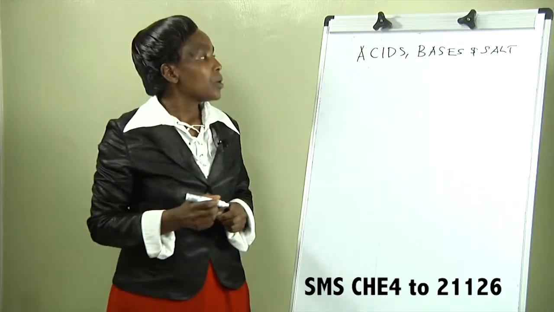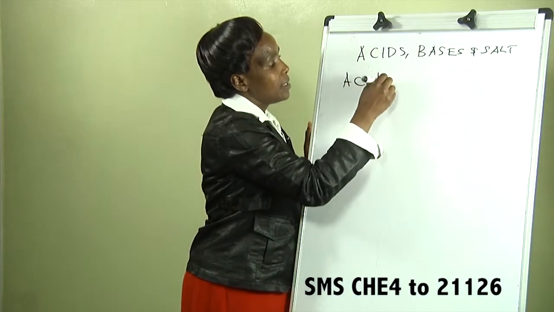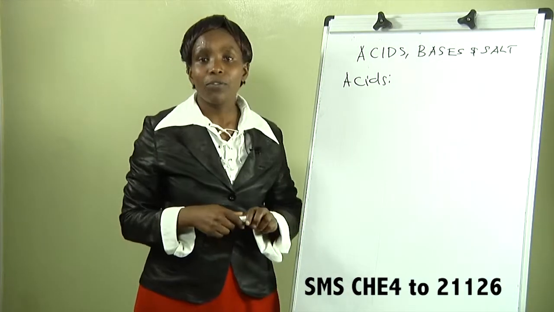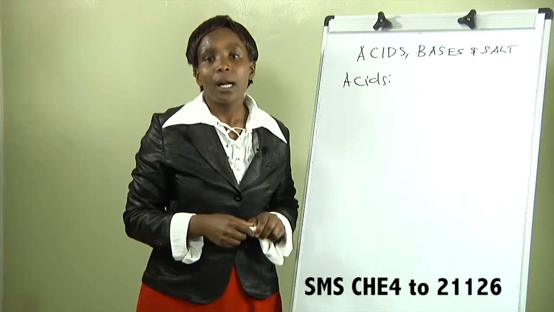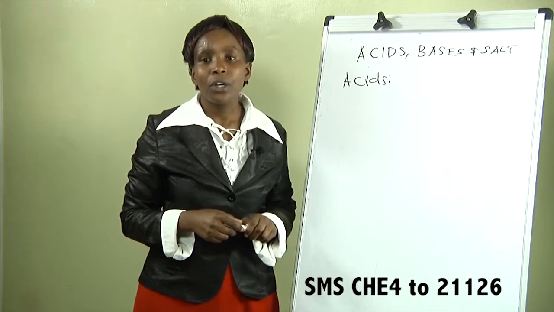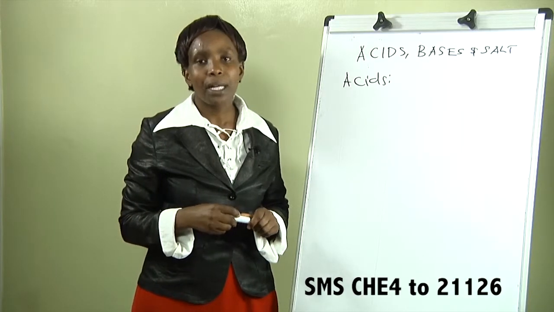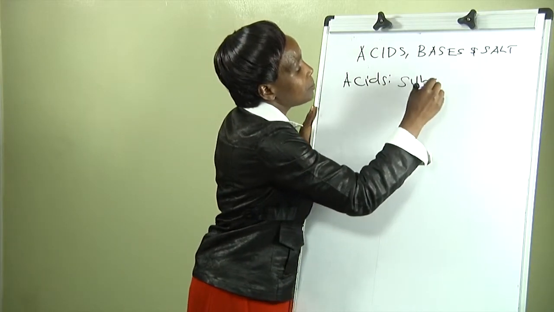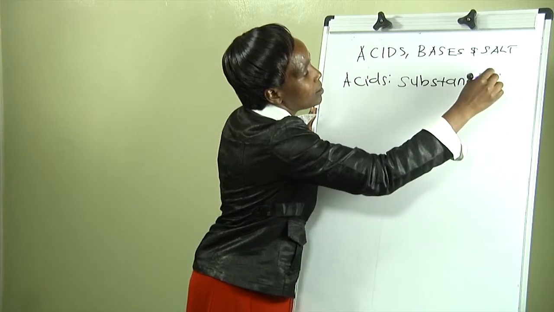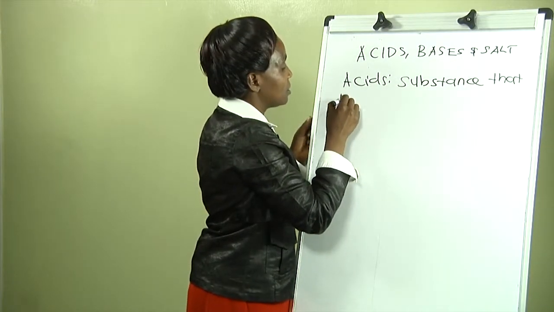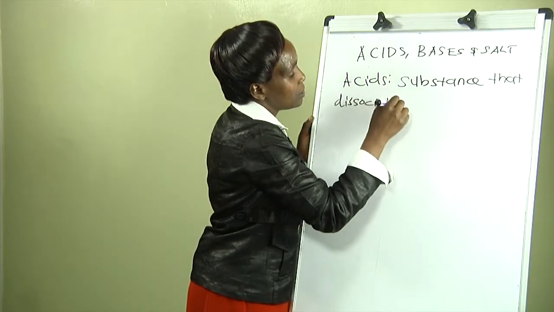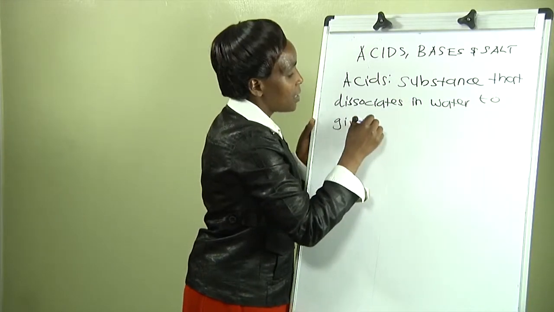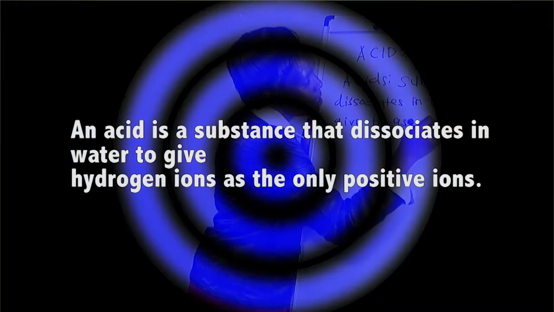In the first lesson, we had discussed acids, the definition, and I said that at Form 4 level, we don't give the Form 1 definition, whereby you say an acid is a substance that reacts with a base to give salt and water as the only product. We said that in Form 4, we define an acid as a substance that dissociates in water, that dissolves in water, to give hydrogen ions as the only positive ions.